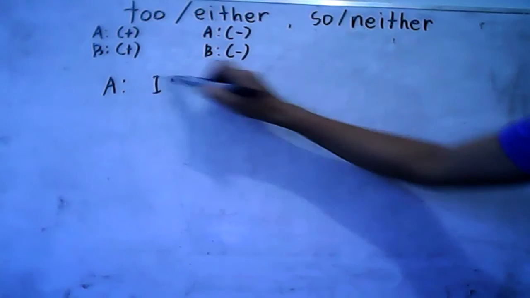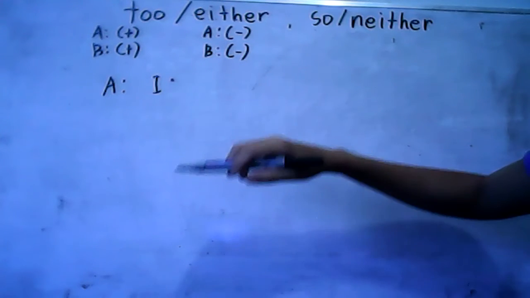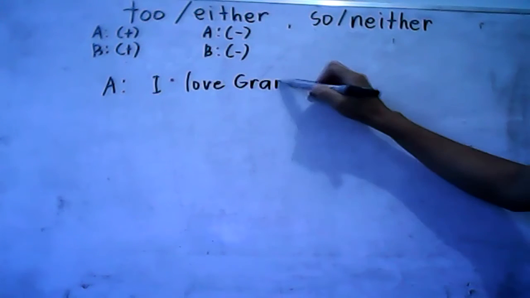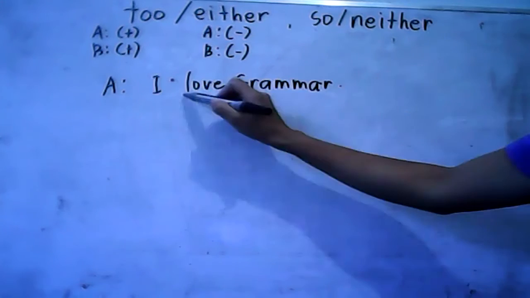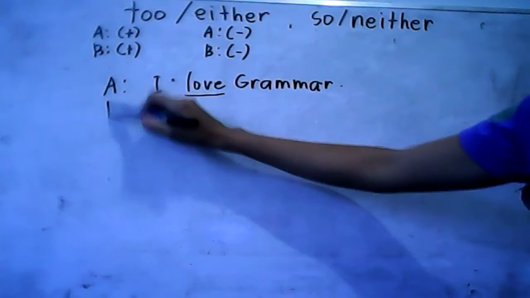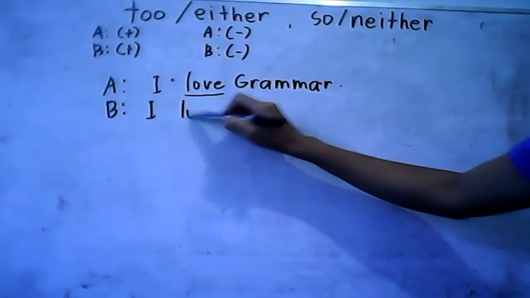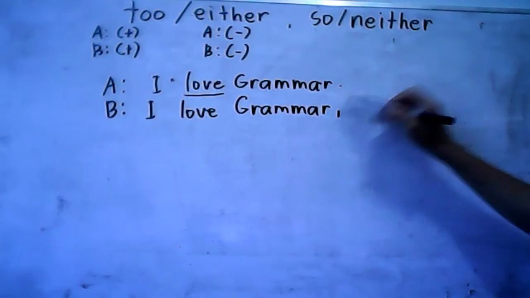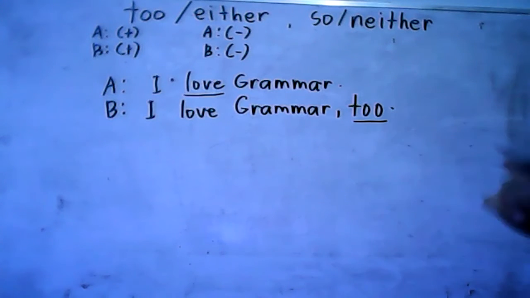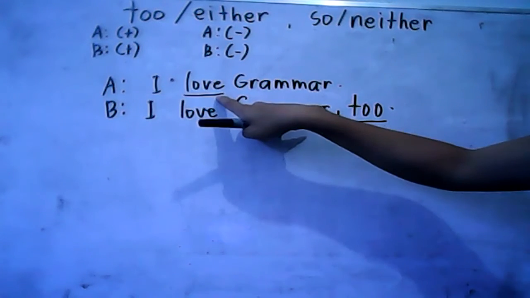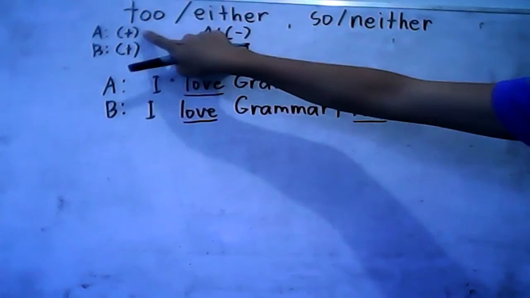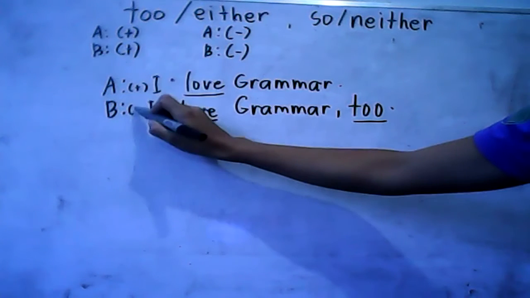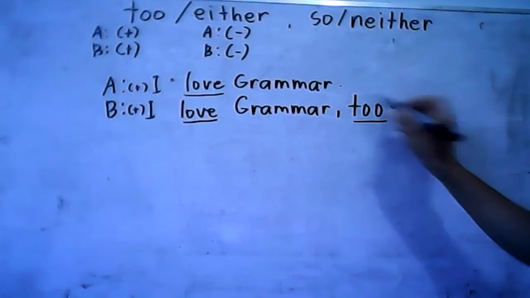A said, I love grammar. Good sentence. I love grammar. So as you can see in here, our verb is positive. So B can answer, I love grammar too. Why did we use too? Because the verb is positive. So it's positive, positive. A is positive, B is also positive. So we use too.